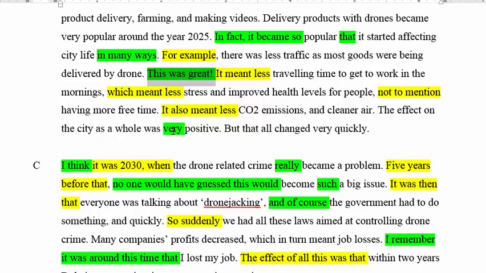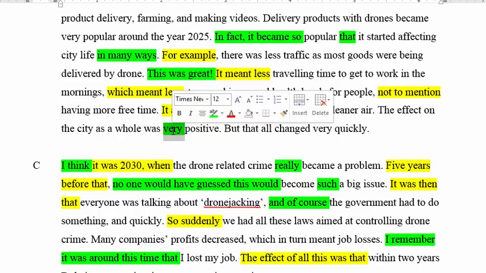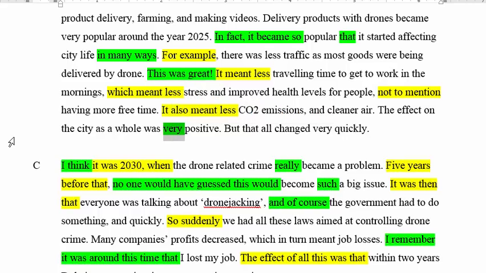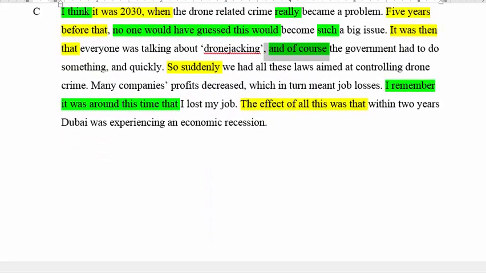And then we have these little words like very, and again these words show that the writer is evaluating these ideas. Here we have a word really, so they didn't just say drone-related crime became a problem. They say it really became a problem, emphasizing that. It wasn't just a big issue, it was such a big issue. And of course, showing that that was an obvious implication.